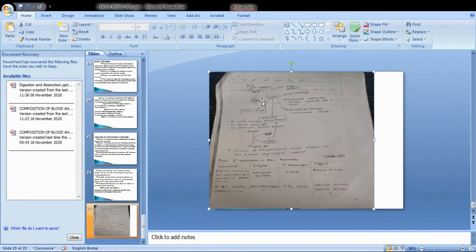Activated adenylate cyclase then converts ATP into cyclic AMP in the cytosol of the cell. This cyclic AMP activates one or several protein kinases, which may be free in the cytosol or bound to the plasma membrane.